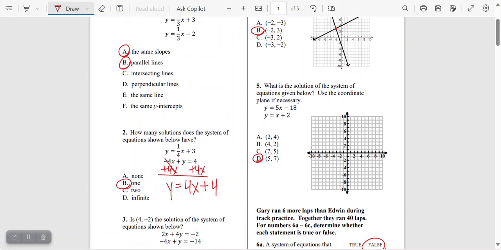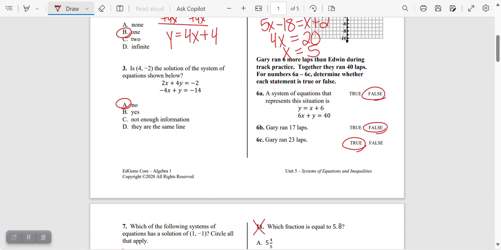What is the solution to the system of equations given below? Use the coordinate plane if necessary. This graph does not even go down to negative 18, so I'm not sure why they have that on here. Most of my students last year ended up just solving this system using substitution. So they plugged 5x minus 18 in for y in the second equation. If we subtract x from one side and add 18 to the other, we get 4x equals 20, and then x equals 5. It's kind of nice about multiple choice that you don't always have to go back and find out what y is, because there's only one option here where x is 5, and that's letter D.